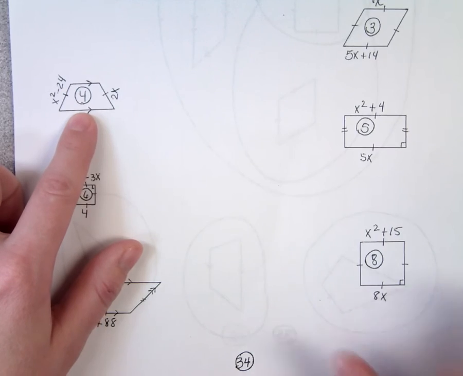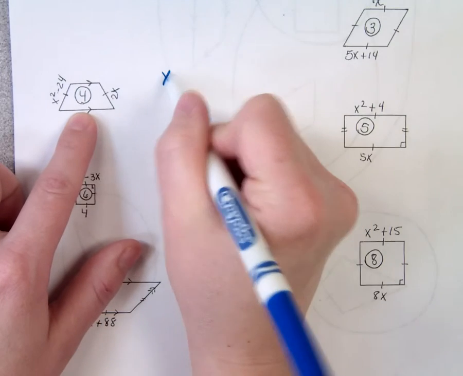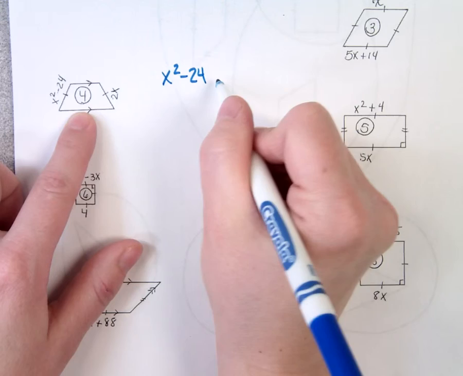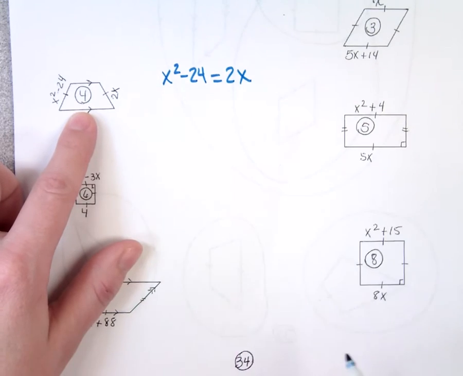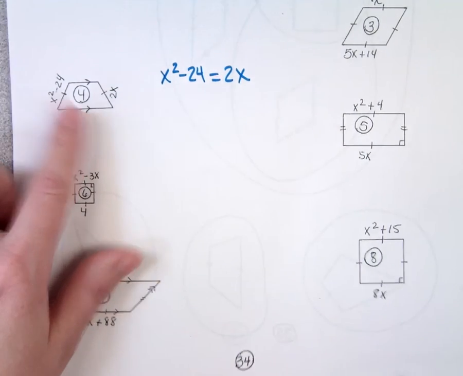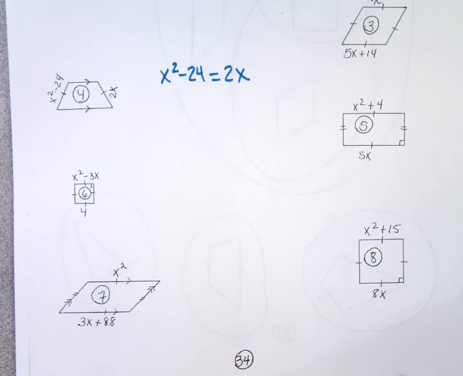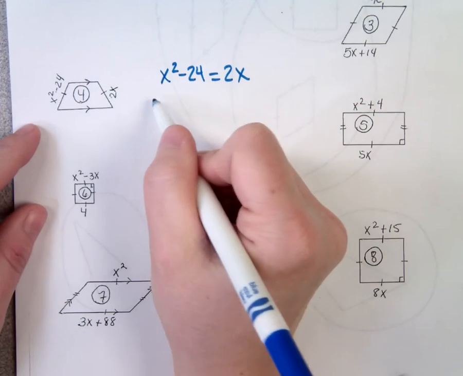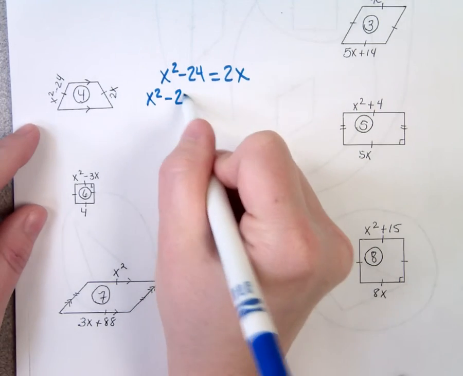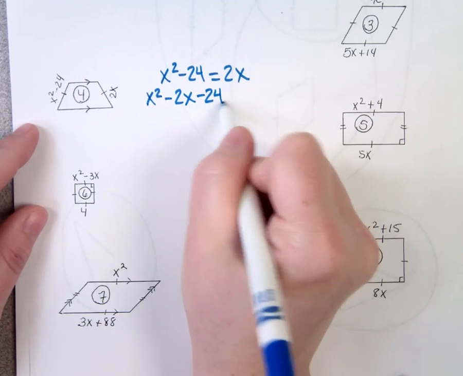Okay, so number 4, what would your equation say? X squared minus 24 equals 2x. Okay, x squared minus 24 equals 2x. But I can't solve these problems unless they say equals 0. I'm going to draw a stick and see if somebody can tell me what it would say. Riley, can you tell me what it would say if I made it say equals 0? X squared minus 2x minus 24 equals 0. Good. X squared minus 2x minus 24 equals 0.